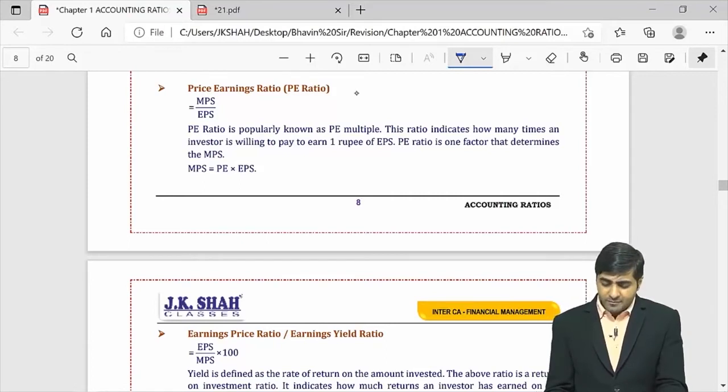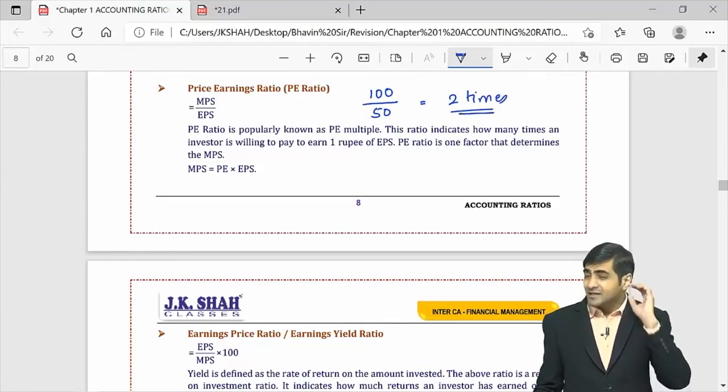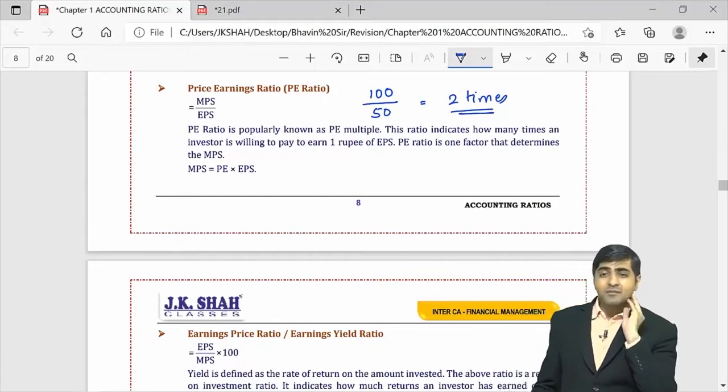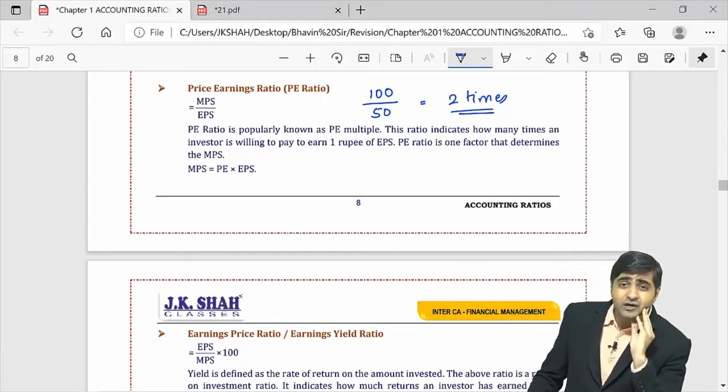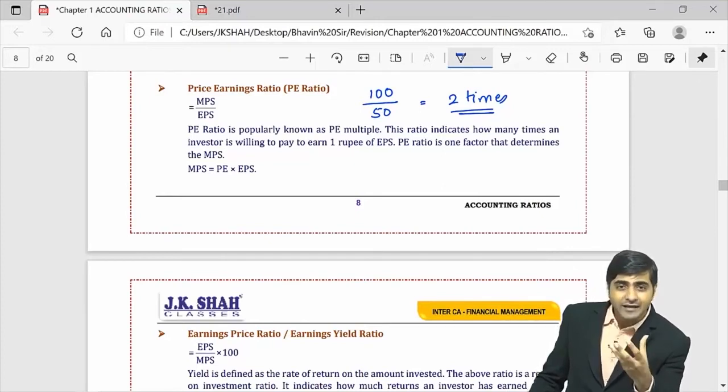So guys, suppose your MPS is 100 rupees and suppose your EPS is 50. So can I put it in these words that your PE ratio is nothing but 2 times? Come on, yes or no? Then the answer is yes. Okay. So my dear students, always remember that the higher the PE ratio, it indicates that the willingness of equity shareholders is definitely going to be higher.